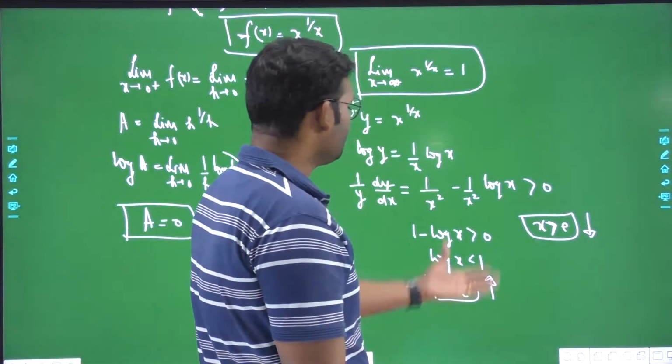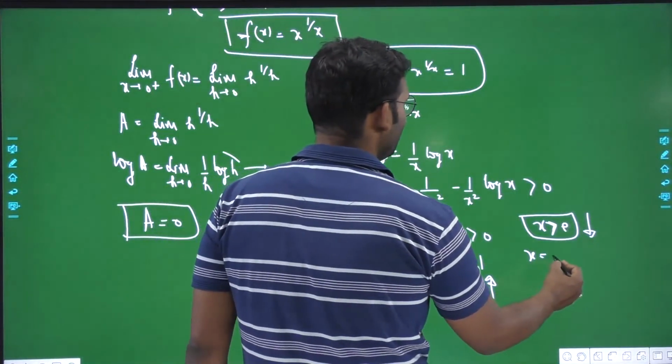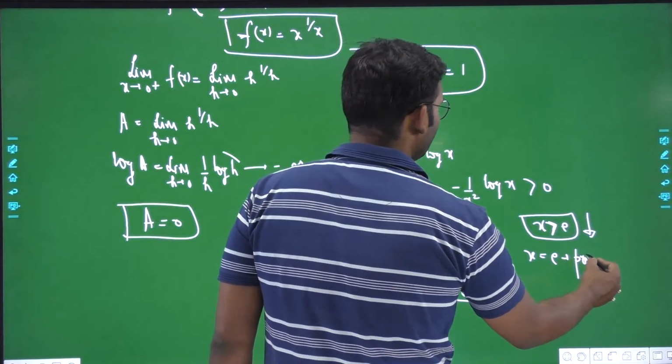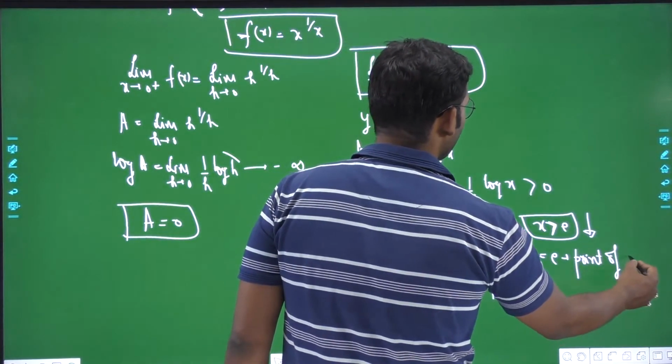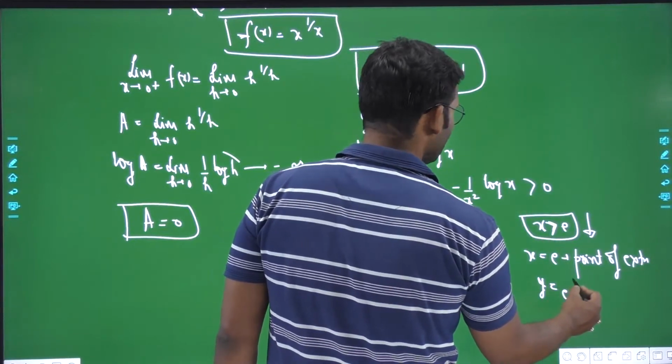Now, in this particular case, since you have no roots, I can clearly see that x equal to e is a point of extremum. It will be on the positive side only, because y will be equal to e raised to the power 1 over e.